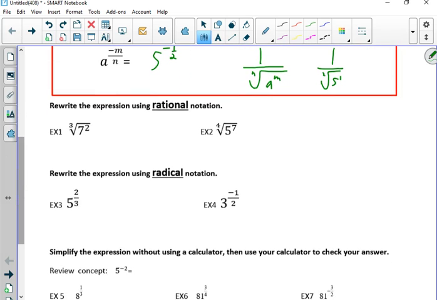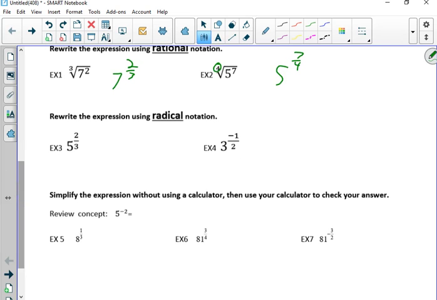So rewrite them in rational form. Okay? So 7 to the 2/3. Okay, we have 2. The next number, once again, is going to be our denominator. So it's going to be 5 to the 7. Our denominator is going to be our index number. So 5 is going to be our base. 2 goes here, 3 goes here.